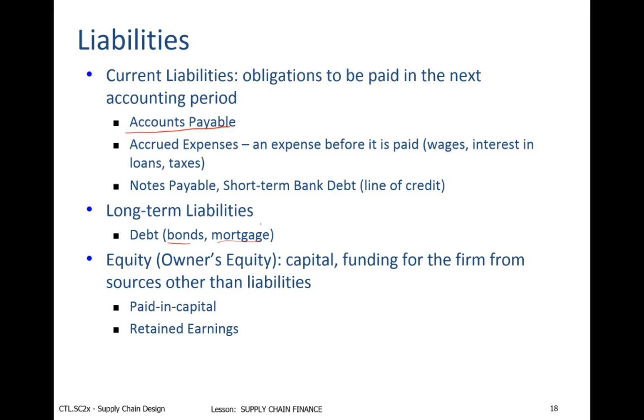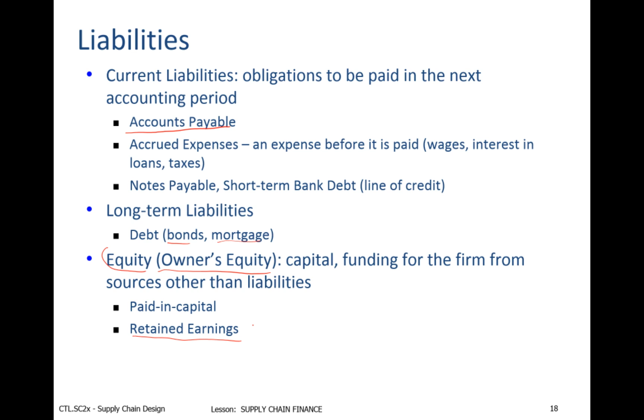Now, another element on the liabilities side is the equity. All right, this is the ownership of the firm, or sometimes called owner equity. It's capital. It's the money that organizations have put into the firm. And it also includes the retained earnings.